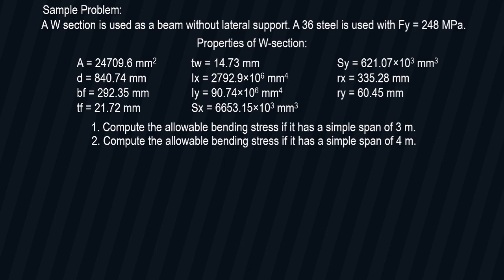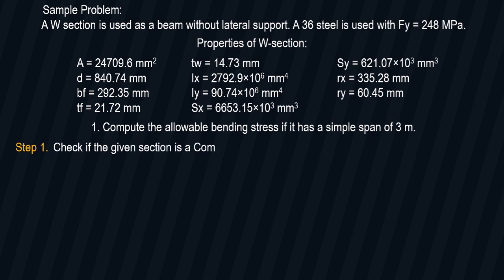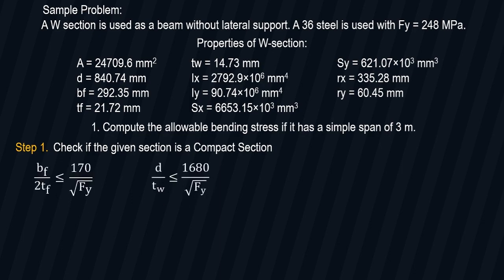For number 1, we have a simple span of 3 meters, and for number 2, we have a simple span of 4 meters. So how do we do that? These are the steps. Step 1, check if the given section is a compact section. To do that, we will use this equation, and we have to satisfy both of these equations for us to say that a section is indeed a compact section.